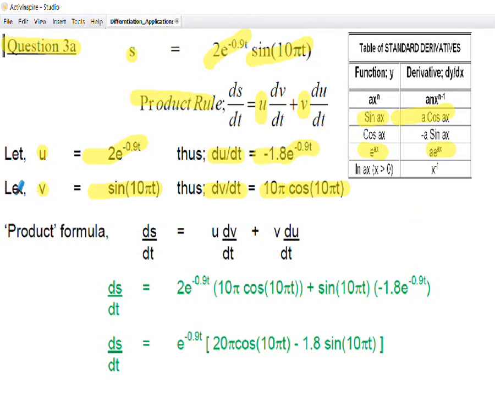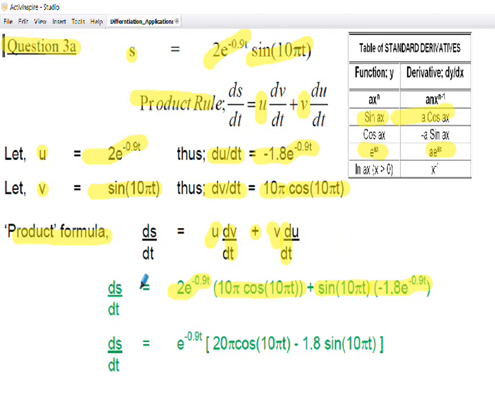So now looking at our product formula, all I'm going to do now is put the above four terms into the product rule. The u from above is the 2e to the minus 0.9t, and that's multiplied by the dv by dt from above, which is my 10 pi cos 10 pi t. I'm adding to that my sine of 10 pi t, which is my v from above, and I'm multiplying that by minus 1.8 e to the minus 0.9t, which is my du by dt term.